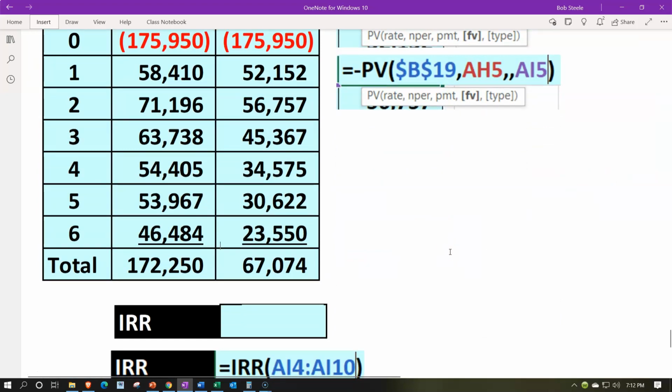You could see what we did. We switched it up, but made it the same at the same time. So the total down here, if we were looking at this, the inflows and the outflow without time value of money, 172,250. If we take into consideration time value of money, 67,74.